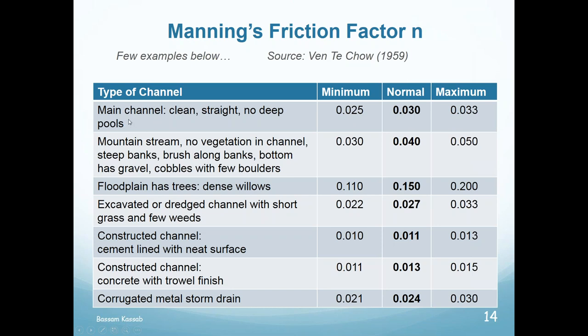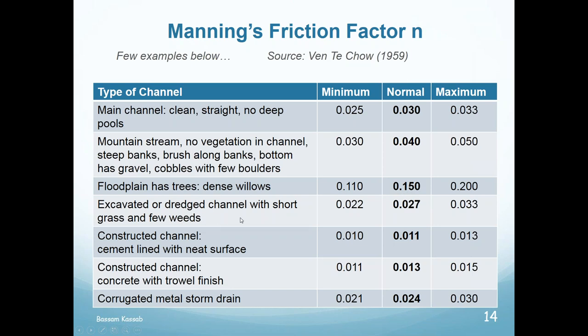Let's start with this main one. First one, if the main channel is clean, straight, with no deep pools, this is not a concrete channel, this is an earth channel, you end up with an n value around 0.03 on average, but it could vary between 0.025 and 0.033. And you can see other examples. If it's a mountain stream, hill slopes, but no vegetation, however, you have steep banks, some cobbles and boulders, you end up with a higher Manning's n. And if it's a floodplain with dense trees, much higher n value, 0.15.